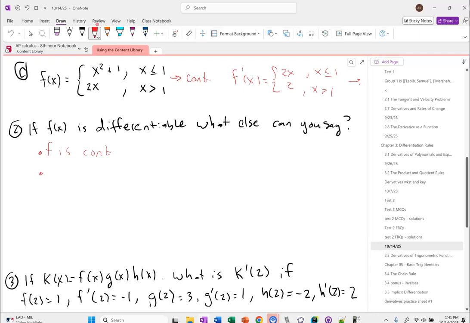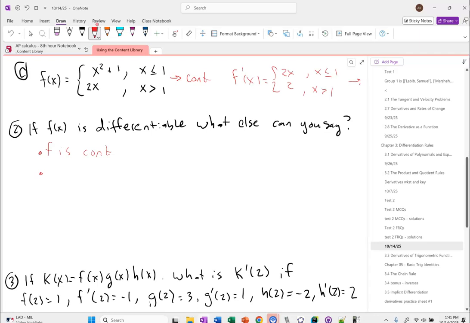Your example would be like x to the 3 halves, or the absolute value, yeah, go ahead.